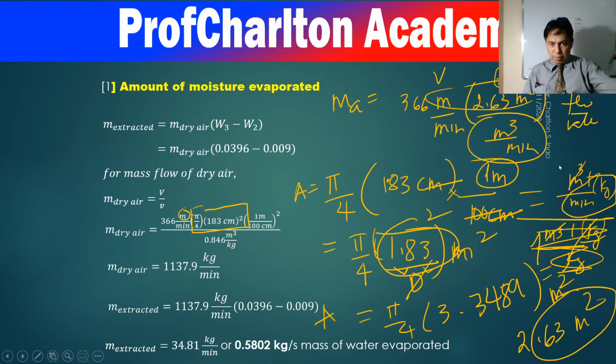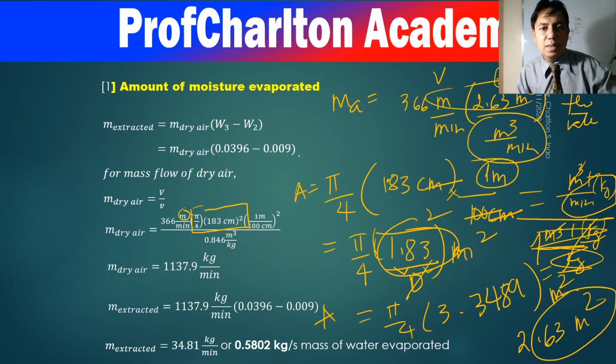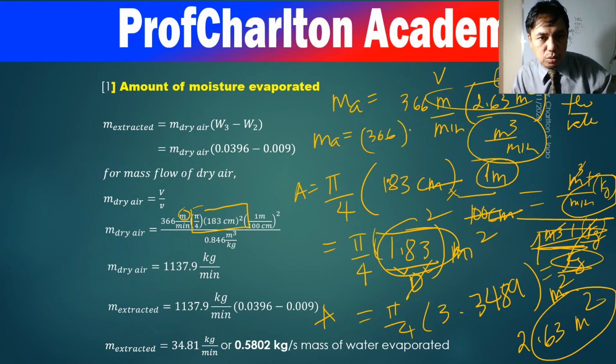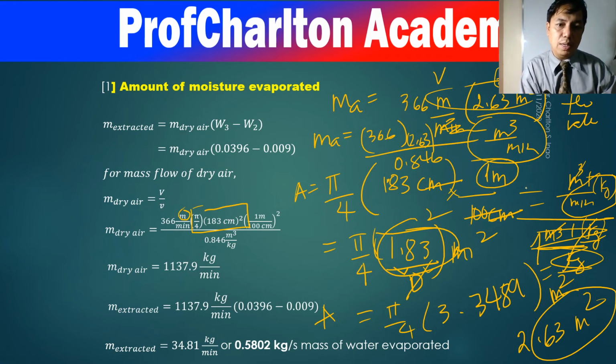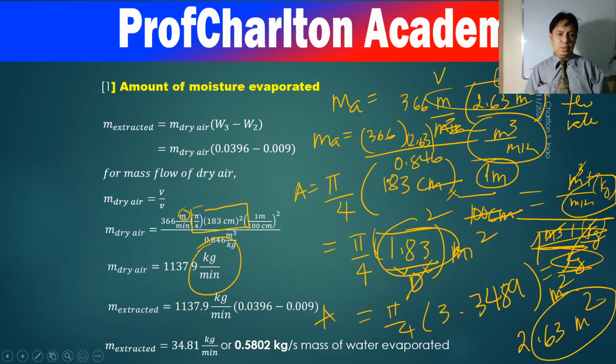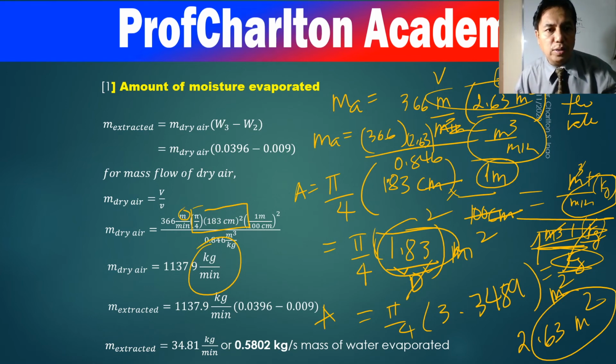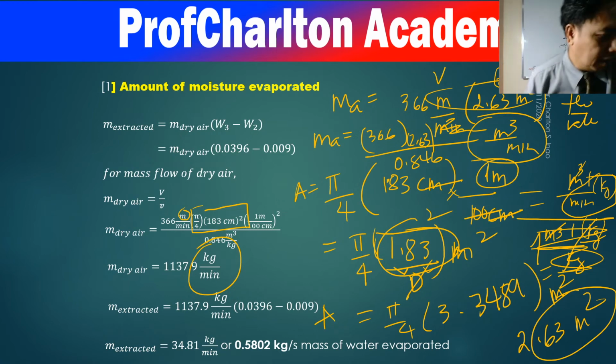So we divide this by 0.846. We multiply 366 by 2.63. So let me write that. The mass of air now is 366 times 2.63 divided by 0.846, and then it will become kilogram per minute. Now, we should arrive at that solution.